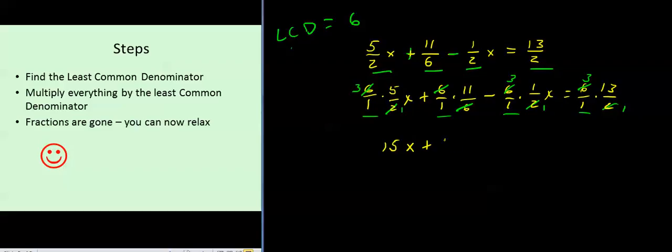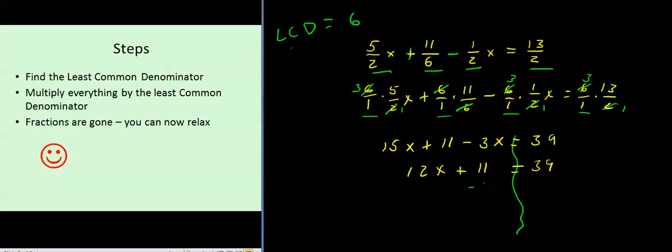6 is canceled, plus 11, minus 3 times 1, 3x. 3 times 13, 39. Now, as before, combine our like terms on the left side. 15 minus 3 is 12. I want to keep my colors consistent as much as possible. 12x plus 11 equals 39.